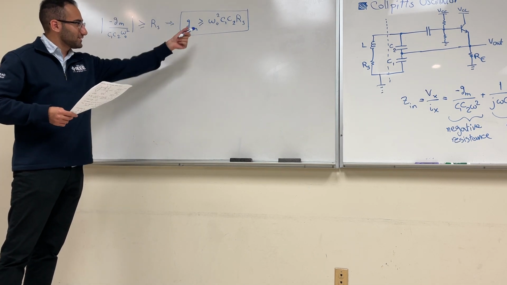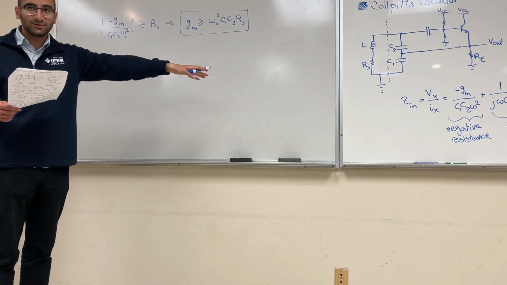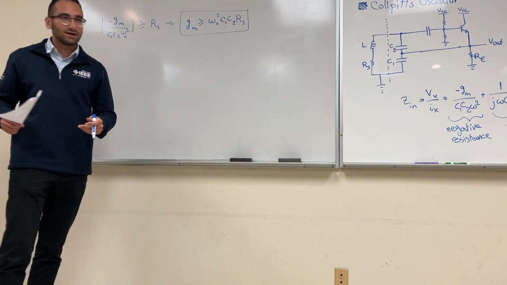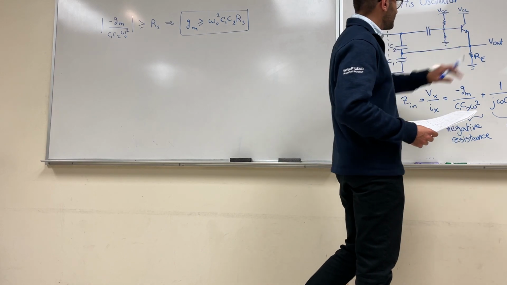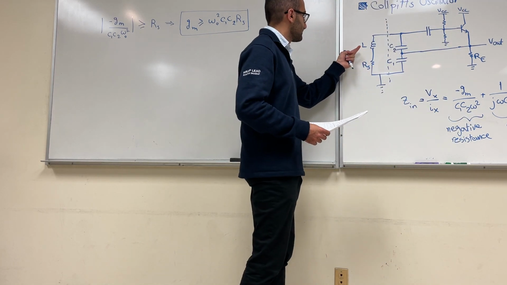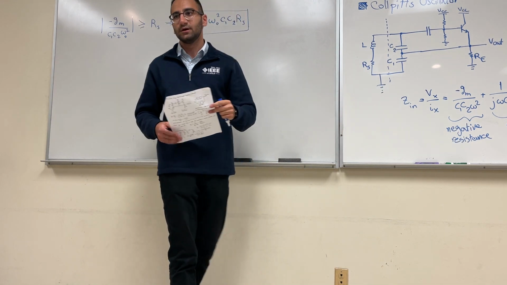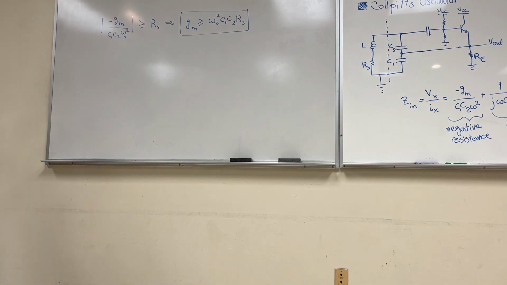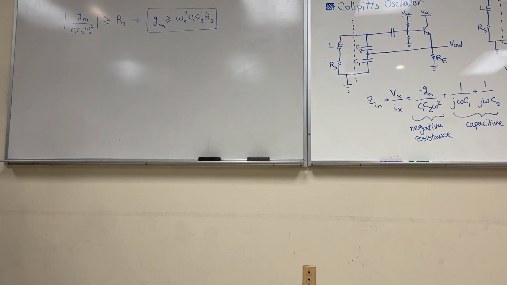The interesting thing about this is that if RS was 0, my GM could also be 0, meaning that I didn't even need that transistor circuitry. I could have just connected my L to these two capacitors and it would oscillate, which is what we expect because we don't have RS. So this is the golden rule of the Colpitts Oscillator.